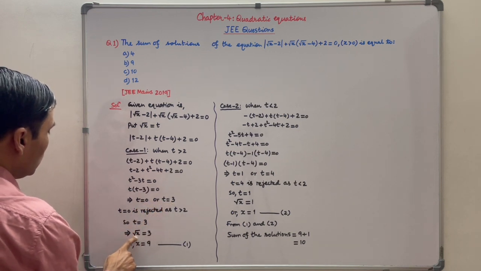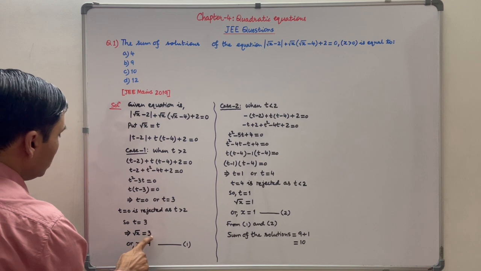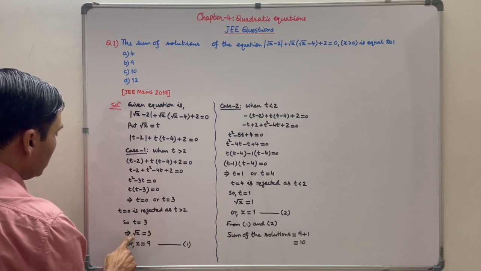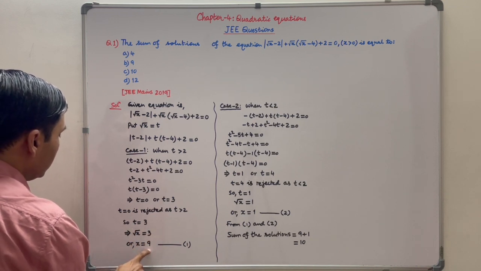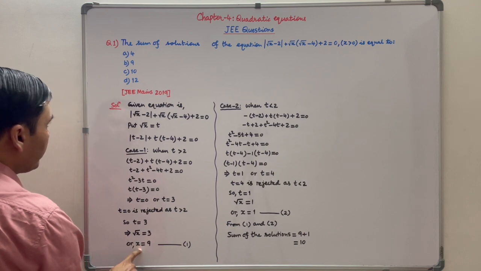t = √x, so √x = 3. Square both the sides, so x = 9. This is the solution in this case.